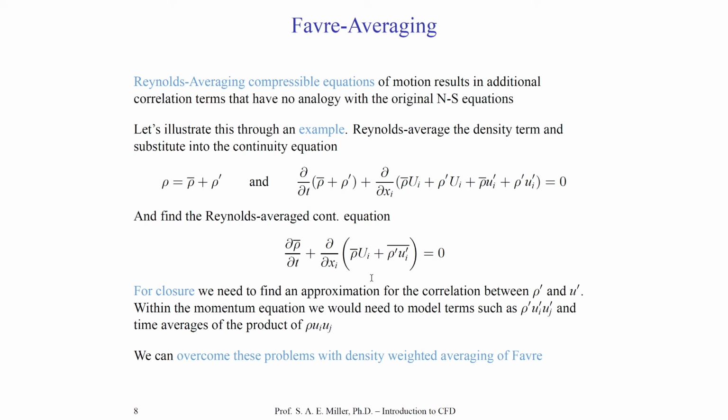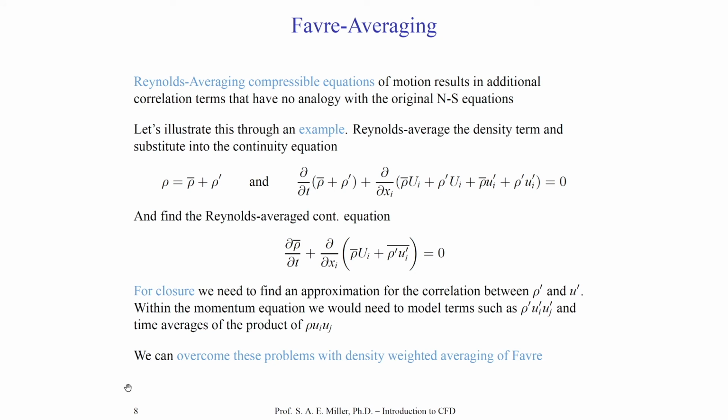So here's an approximation for the correlations between rho prime and u prime. For closure, we would require that type of term to be modeled here, the last term in the equation on the left-hand side. So in the momentum equation, we would also need all other terms. One particular example might be rho prime, u_i prime, u_j prime, and of course, the time averages of those quantities.